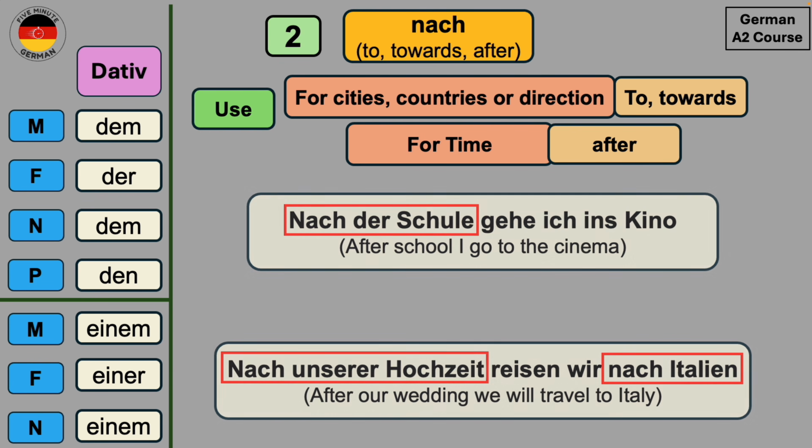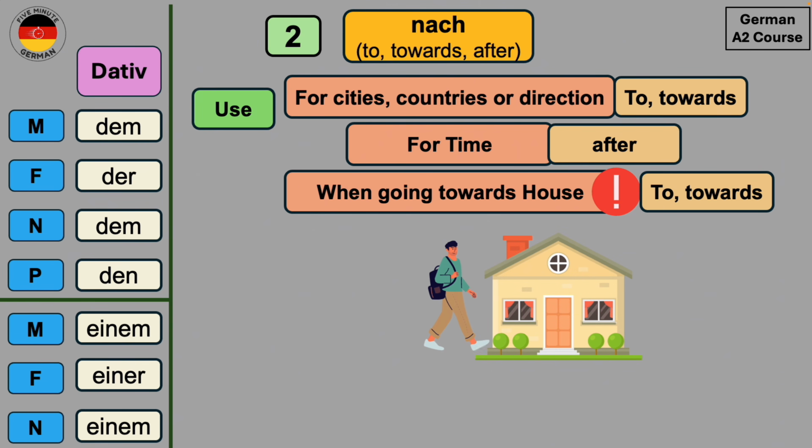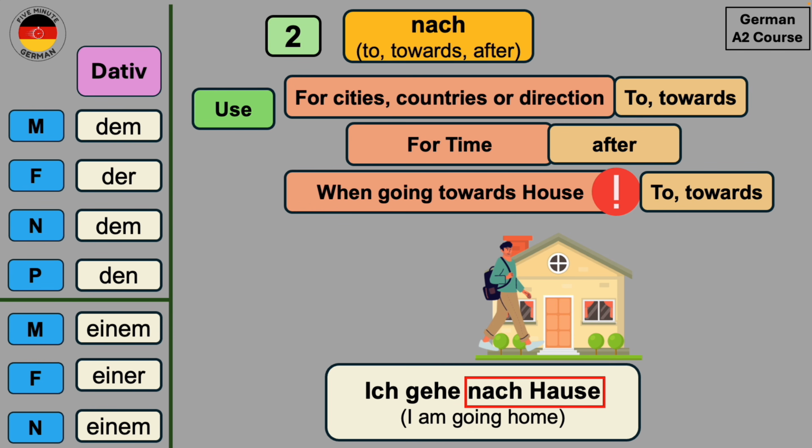And the third use of nach is when we are going towards our house. In this case, it also takes the meaning of to or towards. So suppose I am going to my house, then I will say Ich gehe nach Hause. I am going home.